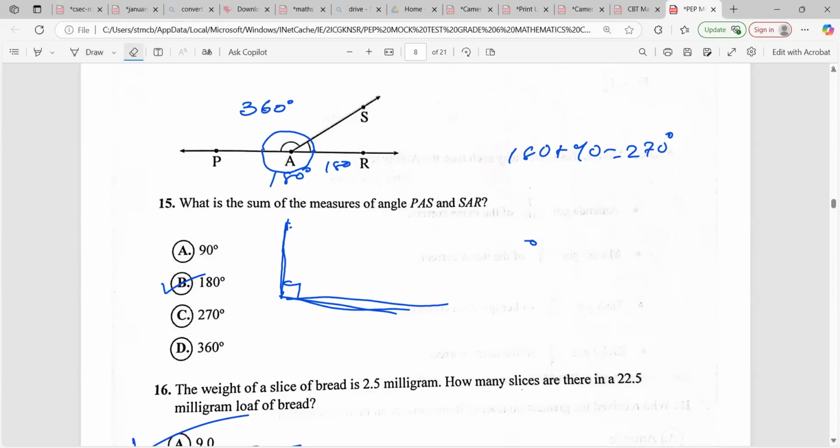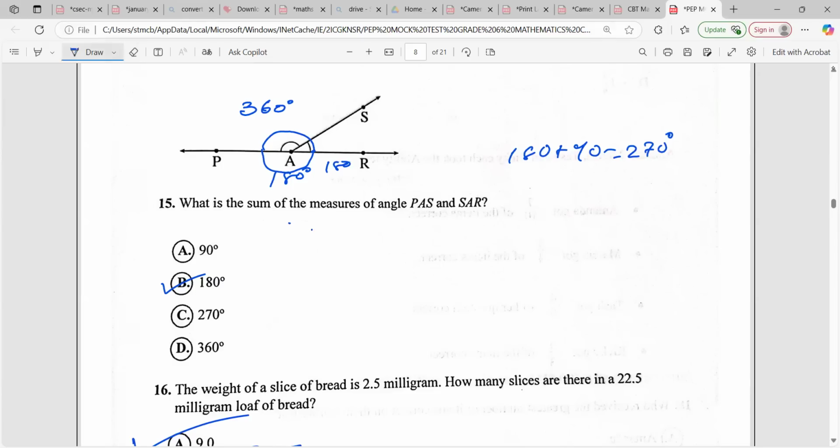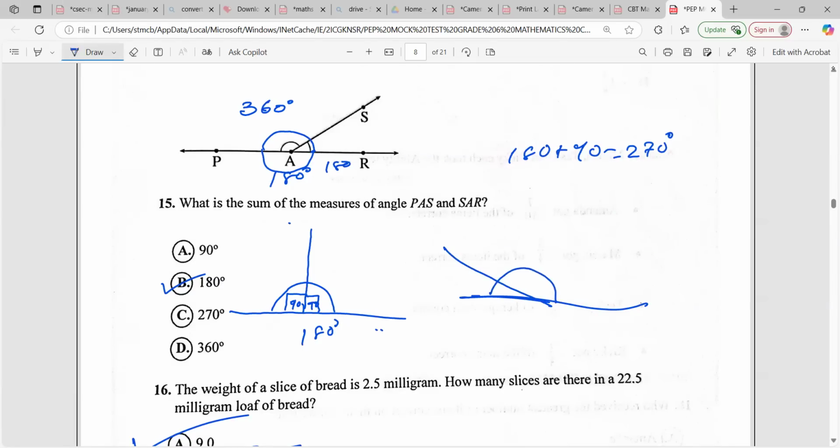Let me draw it even straighter, because you know me, I like clarity. This would be 90, and this would be 90. Notice it's like an L, right? So two of them together would be 180. It doesn't matter how the angles stay on this. Look, you could have this like so. This is still 180. You understand?